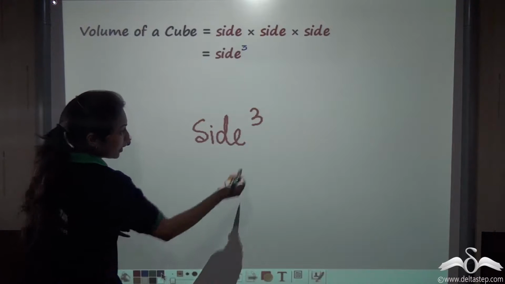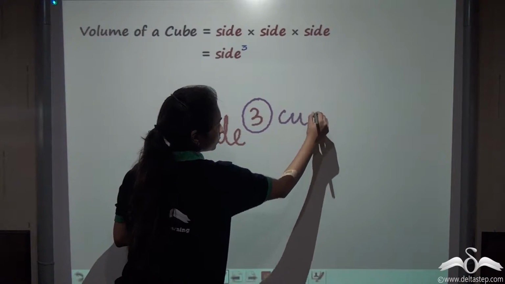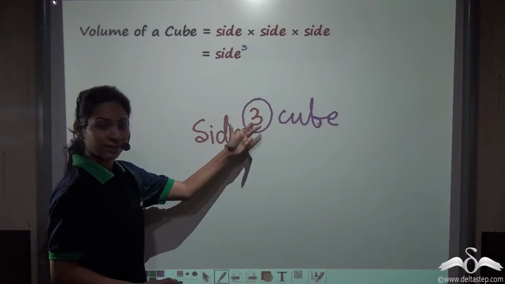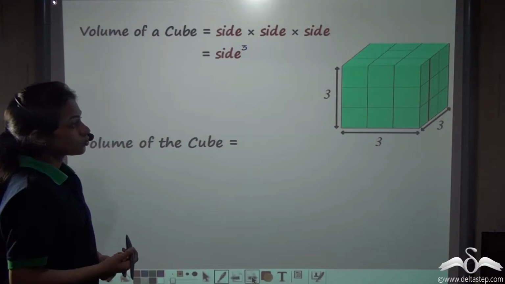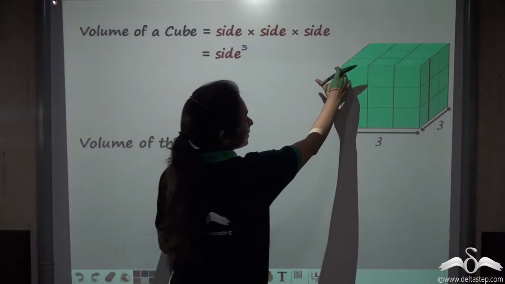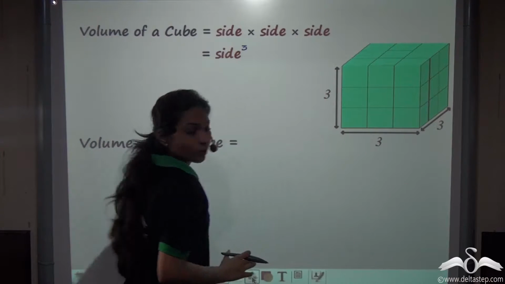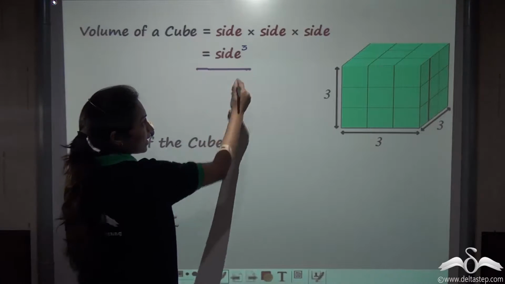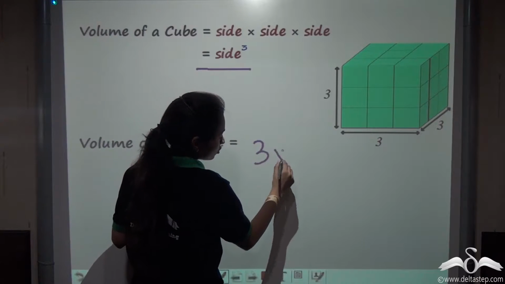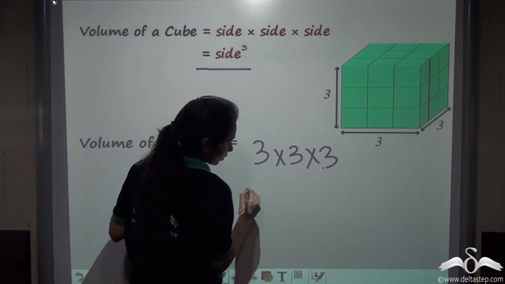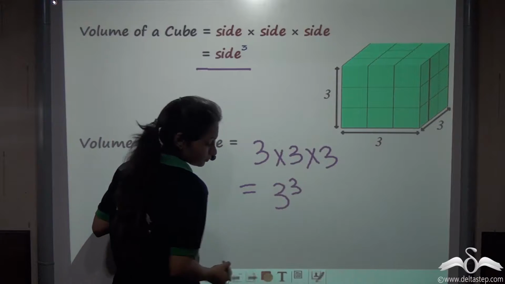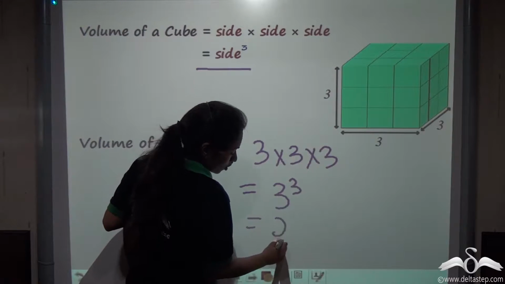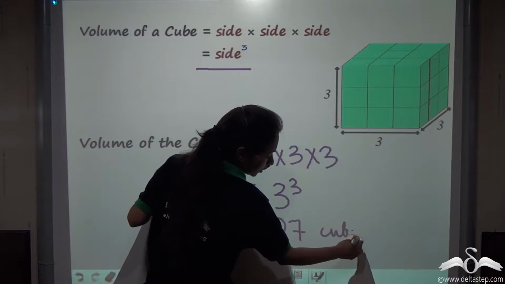Well, this 3 here represents cube, that is, side multiplied with itself 3 times. So if I give you, say, the side of a cube is 3 units, how will you find out the volume of this cube? Again, side cube, that is 3 into 3 into 3. That means 3 cube. So 3 into 3 gives us 9, and 9 into 3, 27. So 27 cubic units.